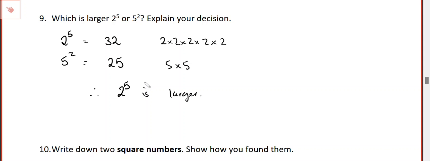All right. So do you understand how you needed to answer that question? Most people did it. Some people said 2 to the power of 5 is larger, but their reasoning was invalid. It wasn't right. If you make a mistake like saying 5 squared is 10, then your whole thing is invalid reasoning.